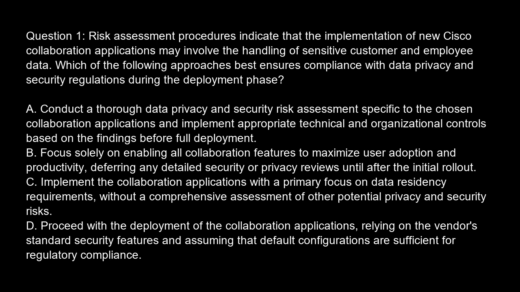Option B. Focus solely on enabling all collaboration features to maximize user adoption and productivity, deferring any detailed security or privacy reviews until after the initial rollout. Option C. Implement the collaboration applications with a primary focus on data residency requirements, without a comprehensive assessment of other potential privacy and security risks. Option D. Proceed with the deployment of the collaboration applications, relying on the vendor's standard security features, and assuming that default configurations are sufficient for regulatory compliance.